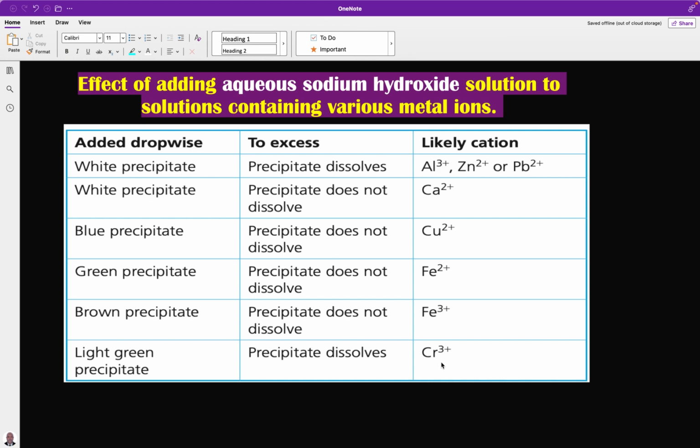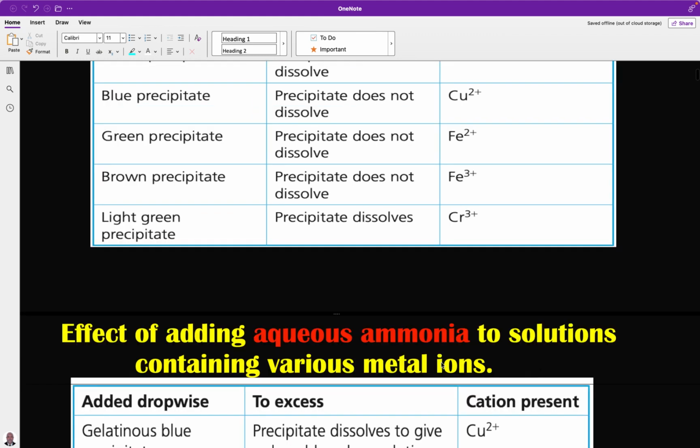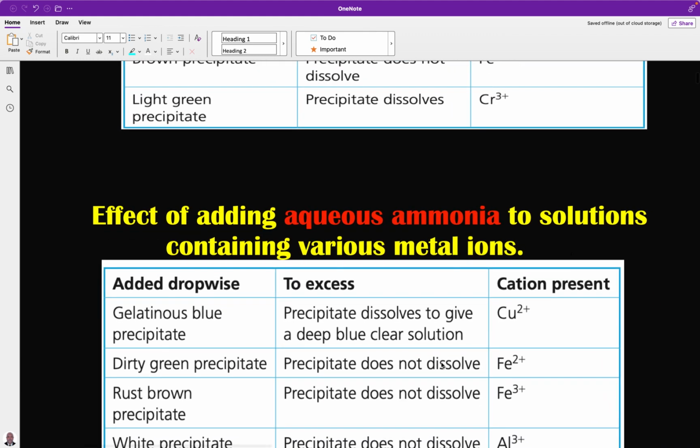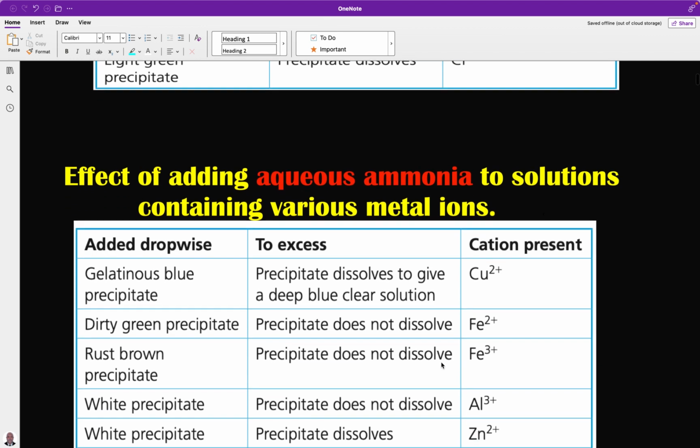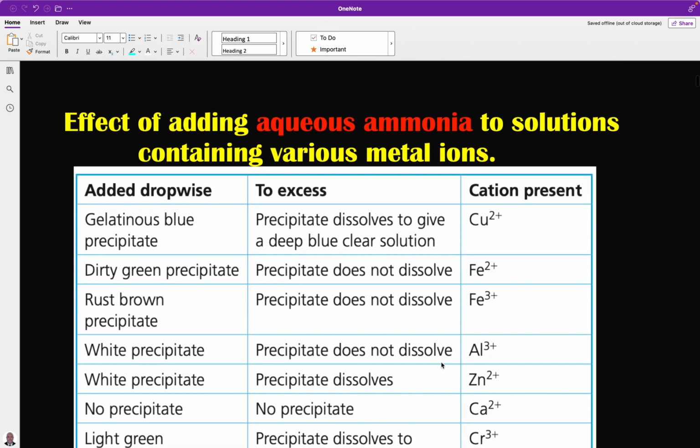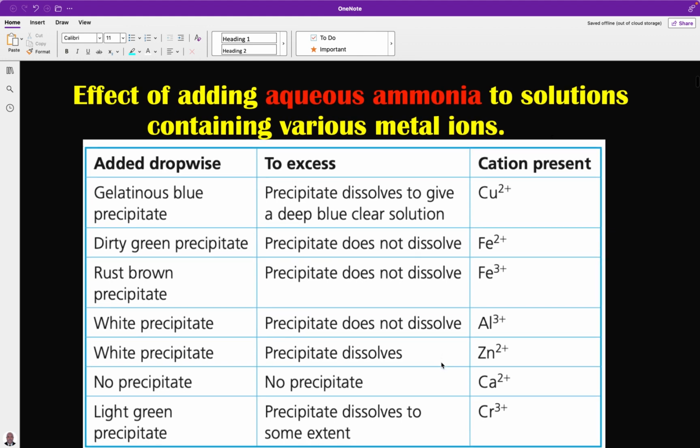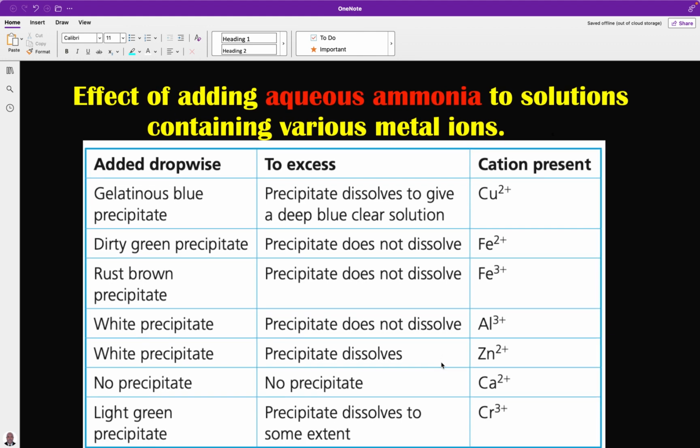Let's move forward to the effect of adding aqueous ammonia to these solutions, the various solutions we have just added above. This time around, we use aqueous ammonia, and we add it to the very salts we added aqueous sodium hydroxide to.